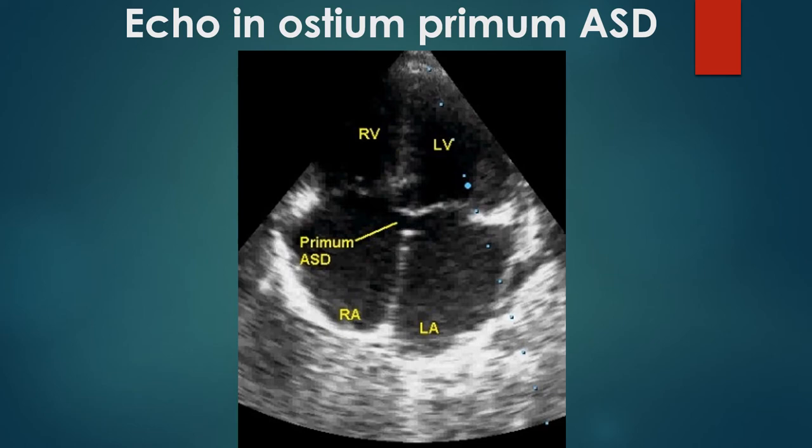Primum ASD is usually associated with a cleft of the anterior mitral leaflet, which appears like an additional commissure in the parasternal short axis view. Cleft AML produces significant mitral regurgitation, which is an association of Ostium primum ASD. A similar defect in the tricuspid valve can cause tricuspid regurgitation. Another association of Ostium primum ASD is the inlet or canal ventricular septal defect.